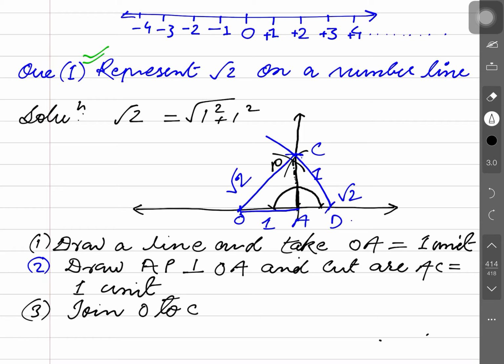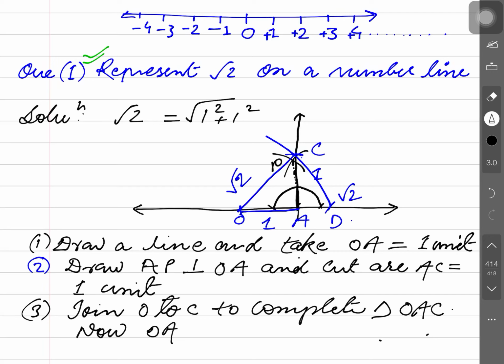Join O to C. Okay, now to complete the triangle, what is the name of this triangle? Triangle OAC. Is that clear? Now the explanation. OA is equal to what? Tell me please. 1 unit. Next, AC is equal to, this is also 1. Is that clear? Sorry, not centimeter. This information you have to show. Is that clear or not?